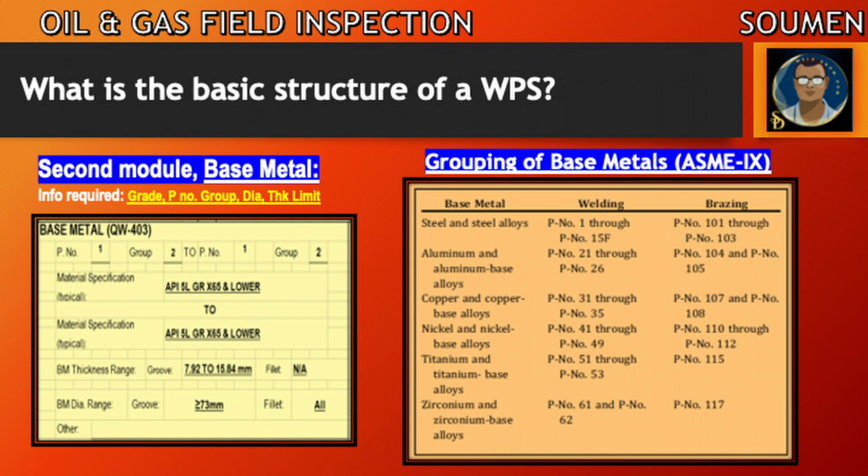We can see the major classifications of base metal in section 9, the right side table. You can see steel and steel alloys are P number 1 through P number 15F for welding, and for brazing 101 to 103. Brazing is not our subject of discussion, so we will be only discussing welding. Aluminium and aluminium base alloys, P number 21 to P number 26. Copper and copper base alloy, P number 31 to 35. Nickel and nickel base alloy, P number 41 to 49. Titanium and titanium base alloys are 51 to 53. Zirconium and zirconium base alloys are P number 61 to 62.